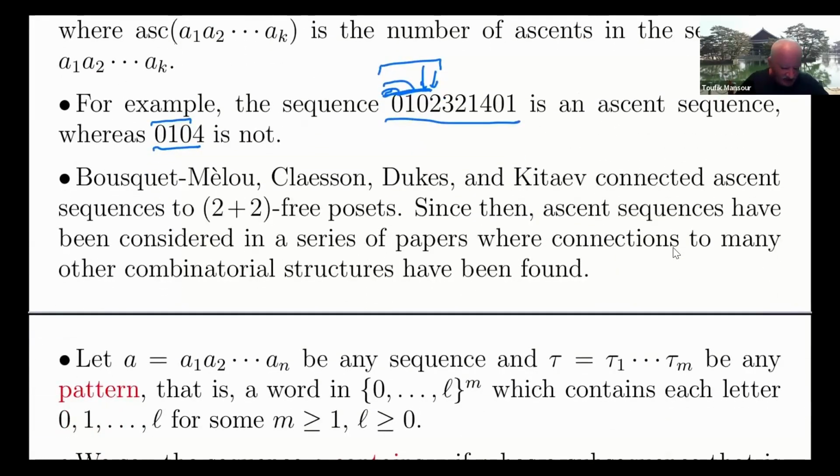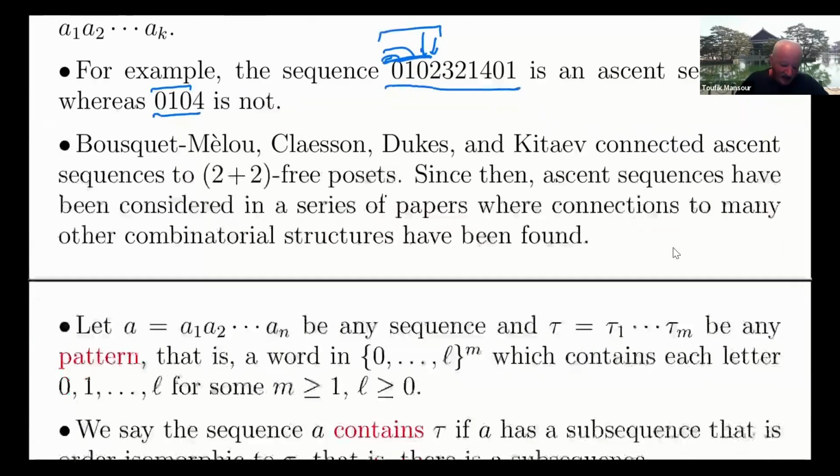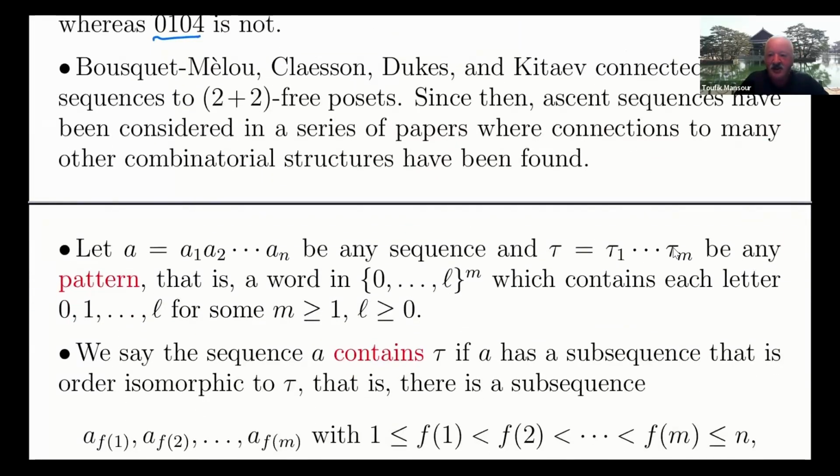Actually, ascent sequences are connected to (2+2)-free posets. This was done by Bousquet-Mélou, Claesson, Dukes, and Kitaev. Since then, ascent sequences have been considered in a series of papers with connections to many other combinatorial structures, and pattern avoidance has also been considered here, asking how many ascent sequences avoid a set of patterns or a fixed pattern.